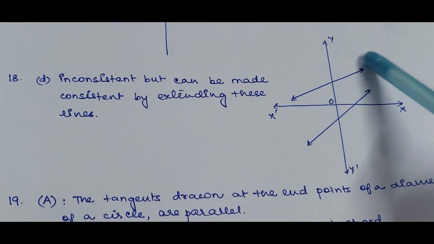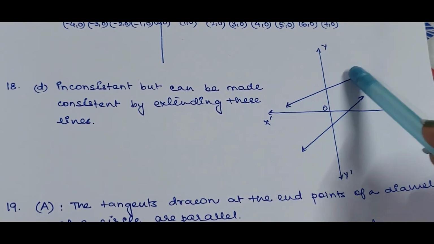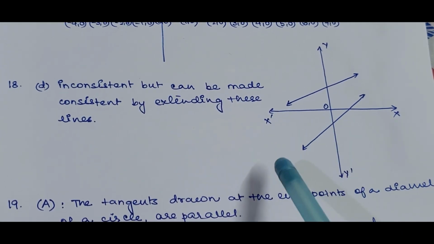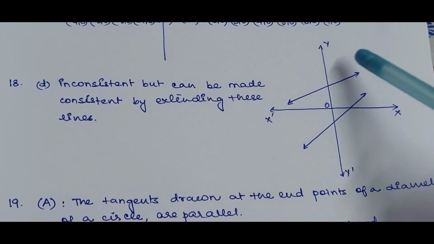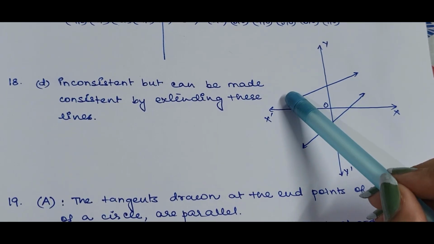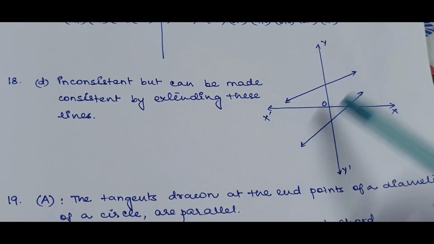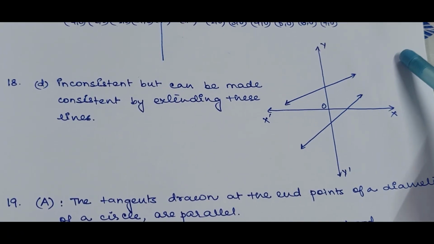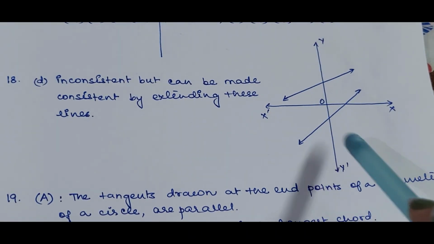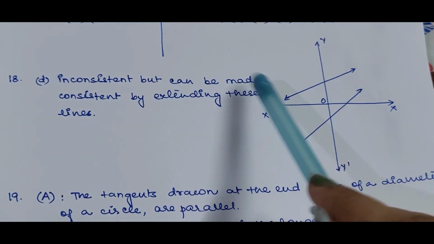Question number 18. It says that this diagram is given to us where this is the x-axis and this is the y-axis, and these are the two lines which are given to us. We need to say if the two lines are consistent, inconsistent, whatever. Now we see that these two lines are not parallel. So if we extend them, they would intersect at a point. So that point is actually a solution of these two lines. So it is inconsistent but can be made consistent by extending these lines.